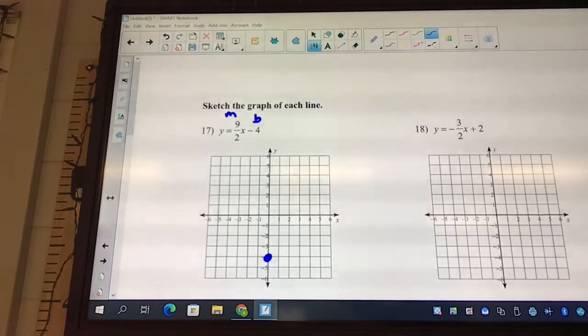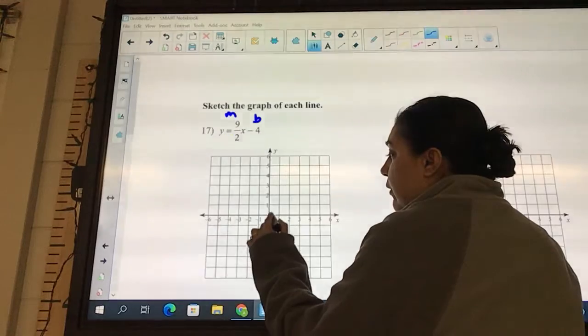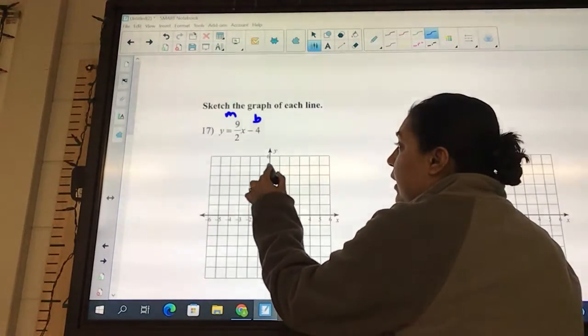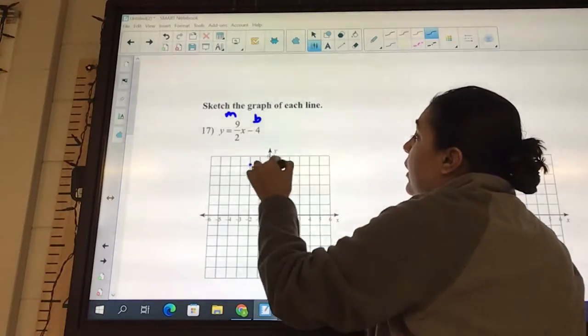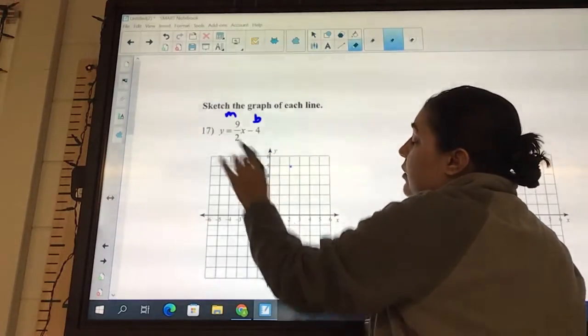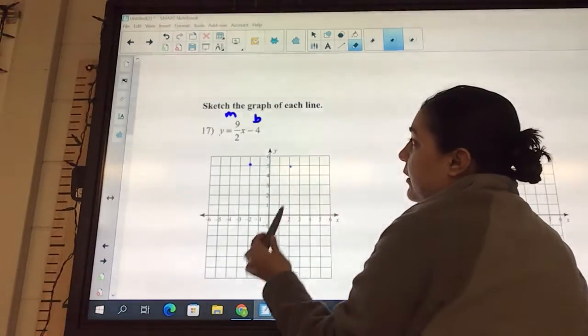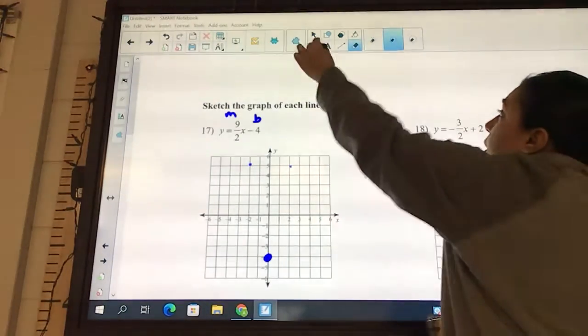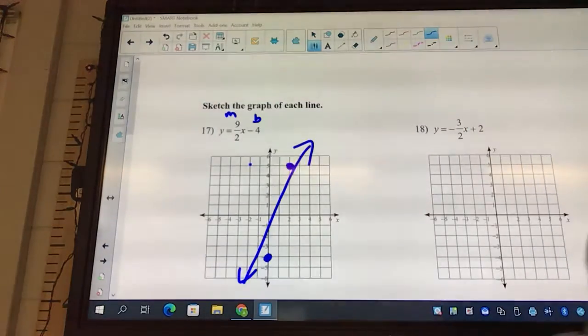Okay, and then we're going to rise 9. 1, 2, 3, 4, 5, 6, 7, 8, 9, and go over 2. And you need to think, which way do I go over 2? Okay, do I go over 2 this way and connect them, or do I go over 2 this way and connect them? Well, I need a positive slope, so I'm going to be connecting these two. Okay, and I totally missed my dot, but that's okay.